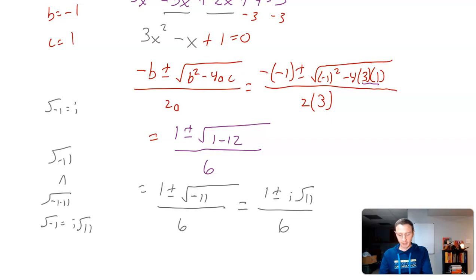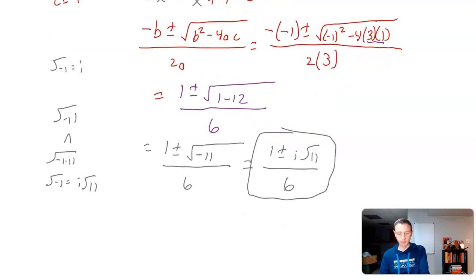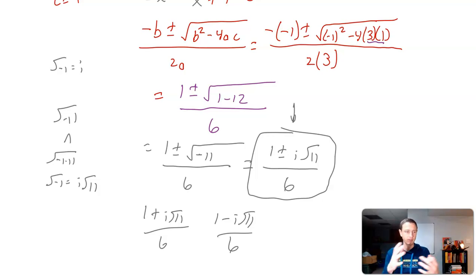And then from here, I think we're good. I don't see any other potential routes that we can take. It's just going to be our solution of 1 plus minus i root 11 all over 6. And you could write this out as two different solutions if you want. So 1 plus i root 11 over 6, or 1 minus i root 11 over 6. Typically, we just leave it as this, though. You don't have to necessarily write it out as the two different solutions.